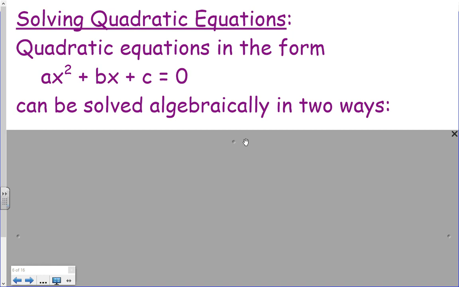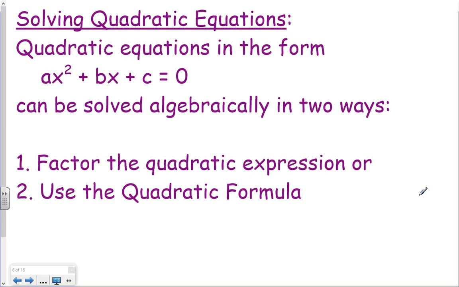It can be solved algebraically in two ways. And so the two ways that we're going to solve this, one is by factoring. So we're going to try to take that polynomial form of that quadratic expression and rewrite it in that factored form for that quadratic expression. So factor the quadratic expression is one method that we can use. The other method that we can use is to use the quadratic formula. And so we'll use the quadratic formula. Hopefully we remember that. If not, we'll refresh our memory here of what the quadratic formula is.